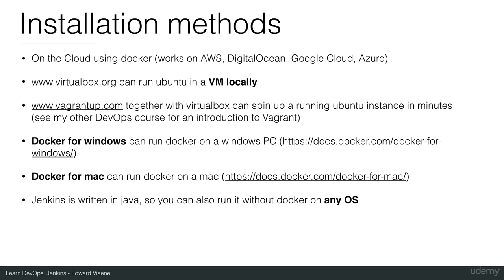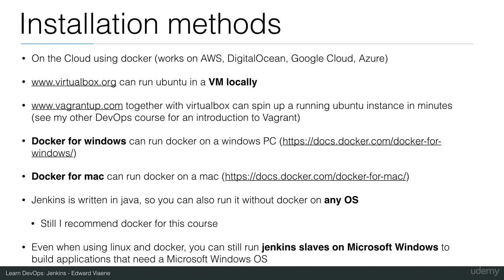Jenkins is written in Java, so you don't even need Docker or Linux. You can run it on any operating system that you want without Docker. Personally, I would still recommend you use Docker for this course, because then you will have the exact same binary as I am using, which means the probability that your Jenkins will behave exactly the same is much higher. Even when using Linux and Docker, you can still run Jenkins slaves, which I'll cover later, on Windows.